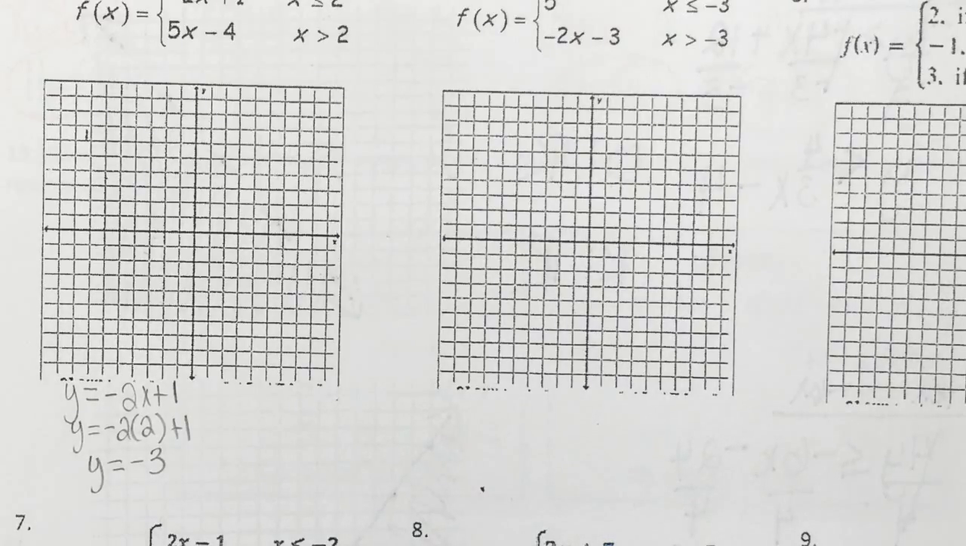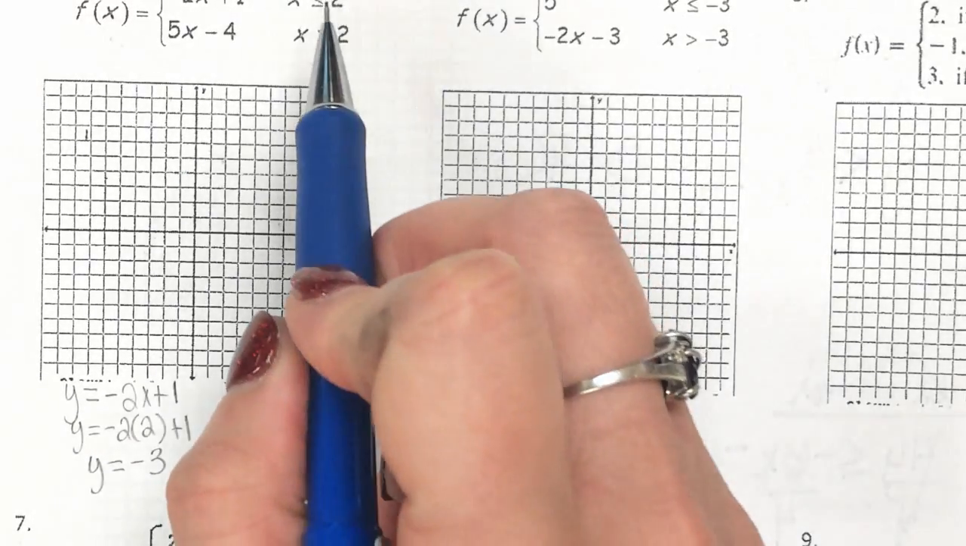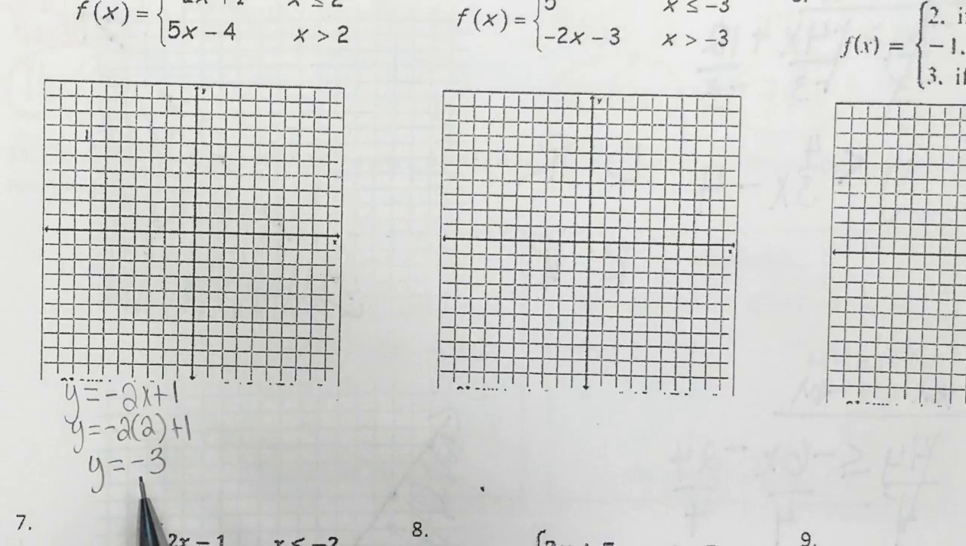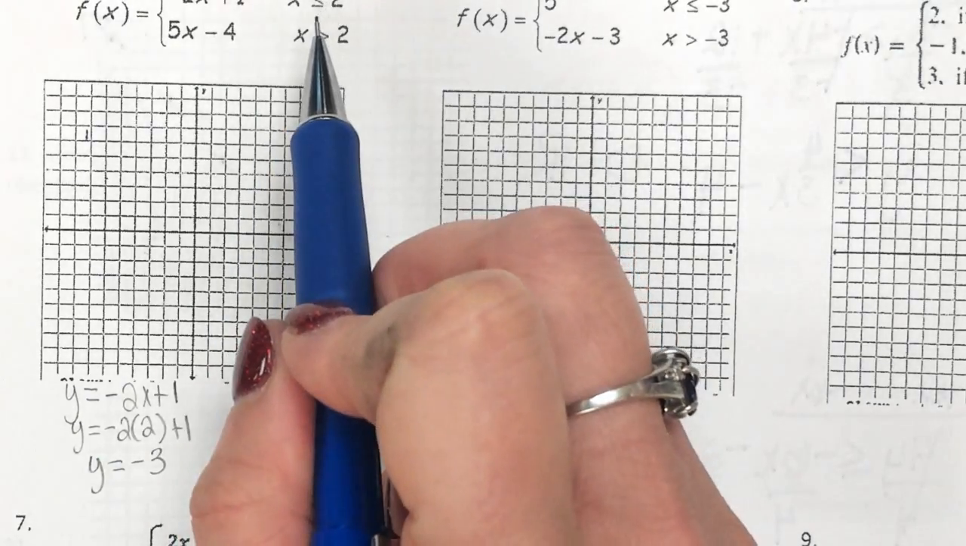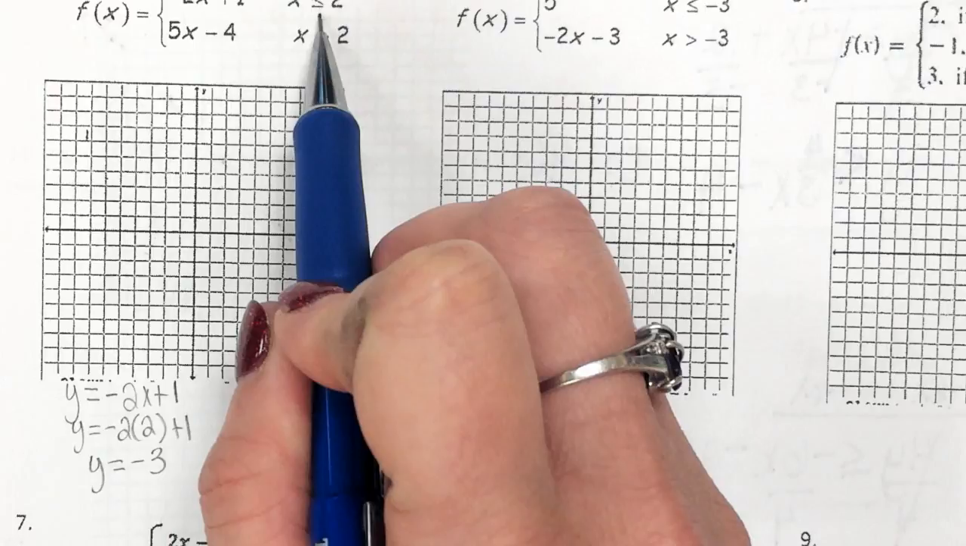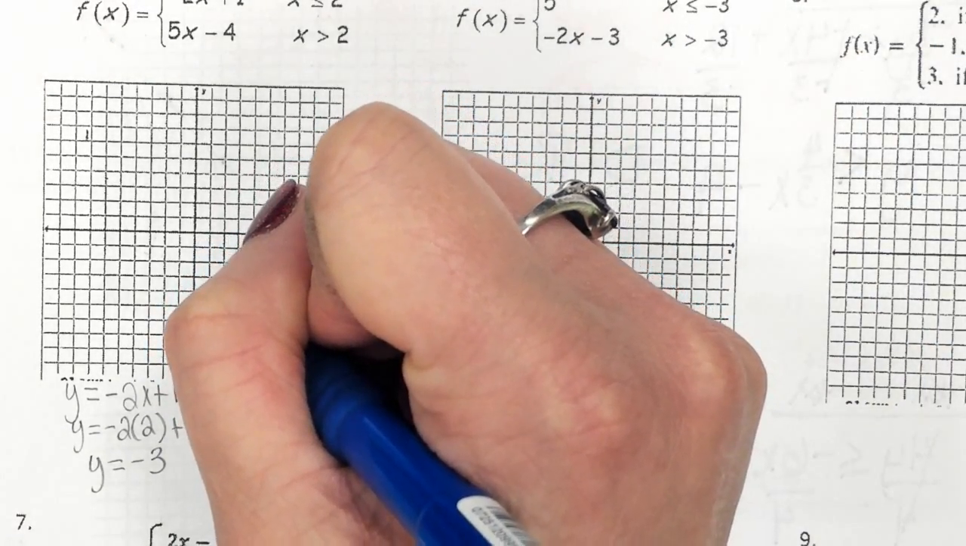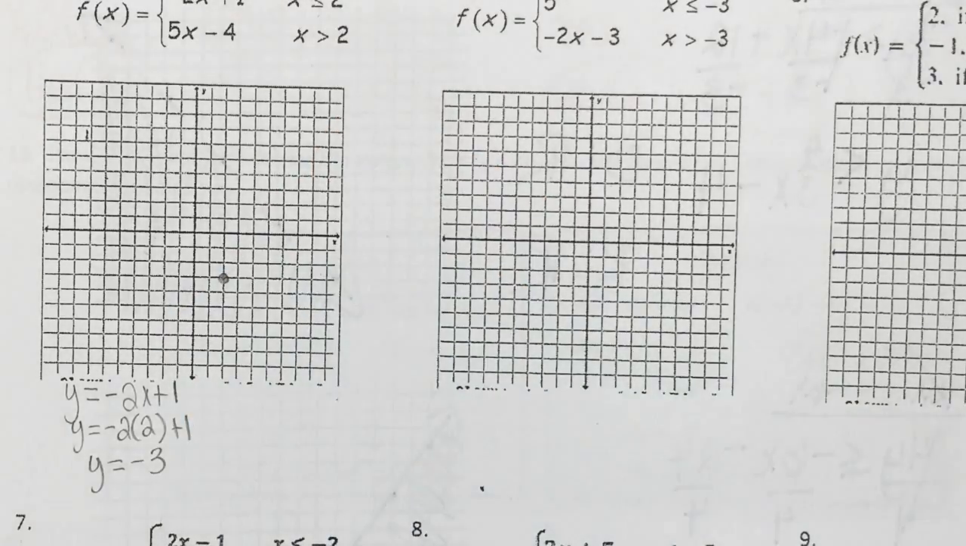Alright, so the whole point of that is to be able to get a starting point. So what's the x value that you're going to start at? Positive 2, right? That's your x value. What's the y value that you got? And at that point, does it get an open circle or a closed circle? Closed circle. So we got a positive 2, negative 3, closed circle. Y'all okay so far? Okay.